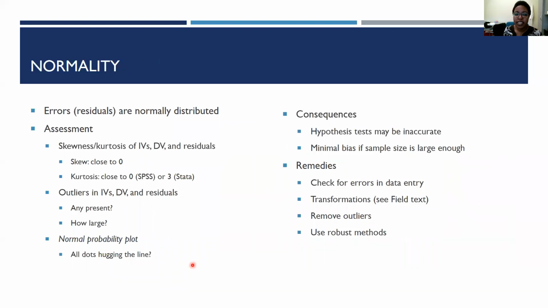You can do transformations. So in some of your textbooks, you can see how to do transformations to make your data more normal. If you have outliers, you can remove them, and you can also use what's called robust methods, which we won't get into, but there are definitely ways to run regressions that relax this assumption quite a bit.